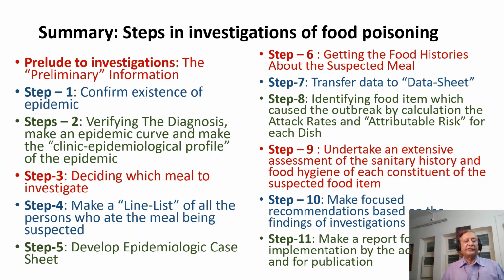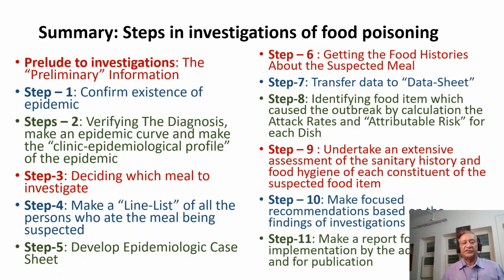The fifth step is to develop an epidemiological case sheet. Next is getting the food histories about the suspected meal. Step number 7 is to transfer the data which has been collected on the epidemiological case sheet to the data sheet. Thereafter, step 8 is a very important step: to identify the food item which caused the outbreak by calculating the attack rates and attributable risk for each dish. And the item which has the highest attributable risk is usually the item which caused the contamination.